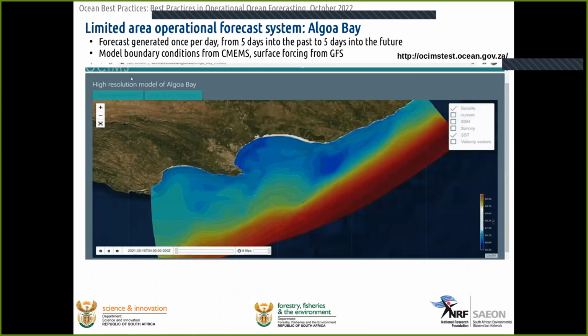So this gave us confidence in the model. And so we ended up disseminating this information for all users. And so here's a nice little movie of the sea surface temperatures.